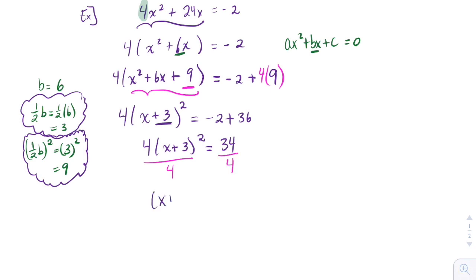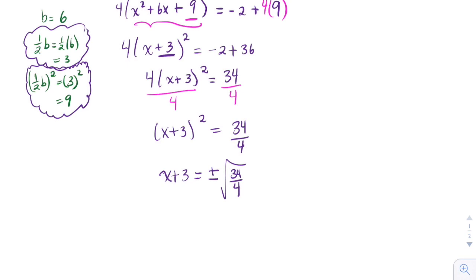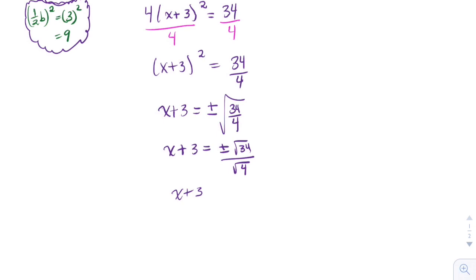Now to solve for x, we want to divide both sides by 4. So we have (x plus 3) to the second power equals 34 over 4. I'm going to take the square root of both sides. So I'm going to have x plus 3 equals, don't forget the plus or minus, the square root of 34 over 4. And remember your radical rule, you can break apart this quotient. So you actually have x plus 3 equals plus or minus the square root of 34 over the square root of 4, which simplifies to x plus 3 equals plus or minus the square root of 34 all over 2.